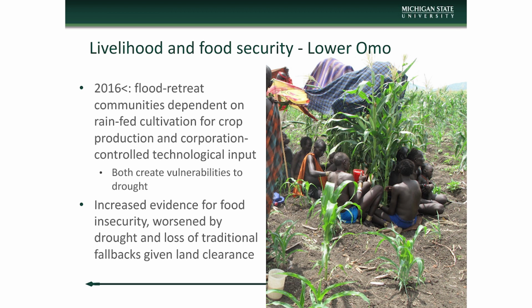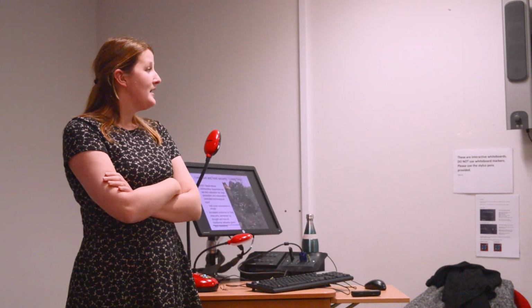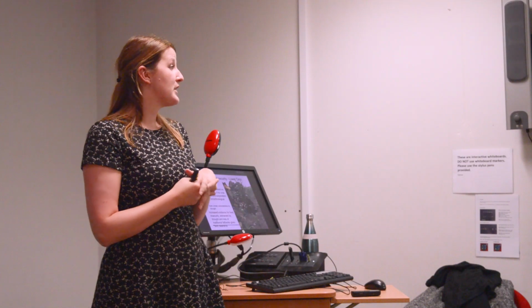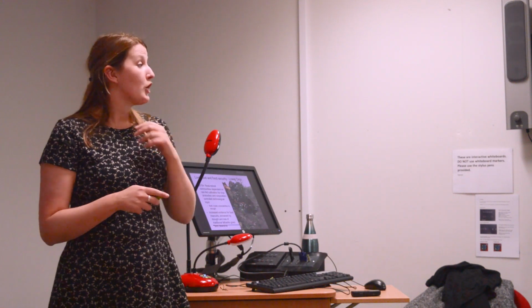So this picture is some of the Bodie in their maize fields, which don't look as healthy as they could, perhaps. And also, having cleared the land, there's no trees for shade anymore, and it's a very hot region. So both the dependence on rain-fed agriculture and the dependence on the land that the Sugar Corporation has given them has created further vulnerabilities to drought, as well as a loss of some of the traditional coping strategies.